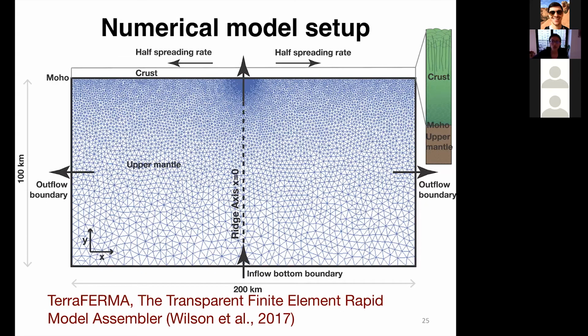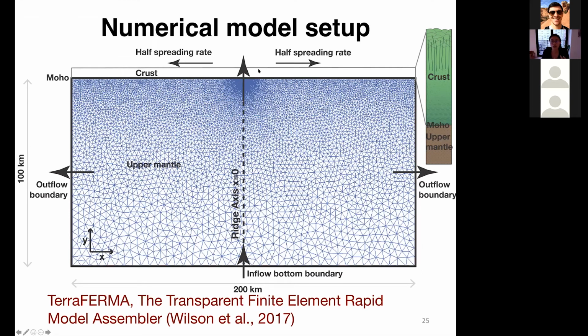Okay, so to solve the equations that I showed, I developed a suite of models using TerraFERMA, the transparent finite element rapid model assembler. The two-phase flow equations we are solving are discretized using the finite element method, and finite difference in time. We define our domain to be 100 kilometers deep and 200 kilometers wide, with the ridge axis right in the center. The top boundary is defined to be the Moho, so anything on top is the crust. I don't really care too much about it because it's very brittle.